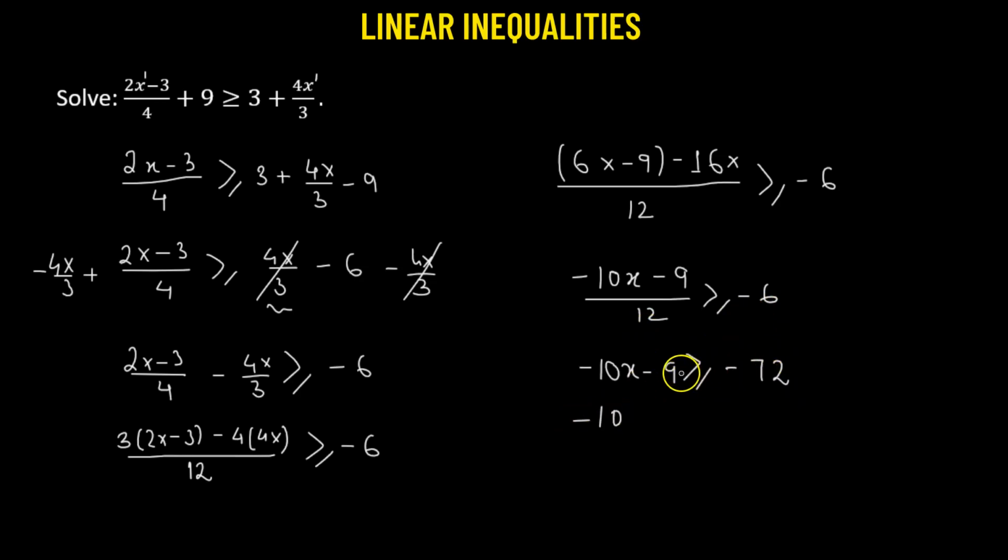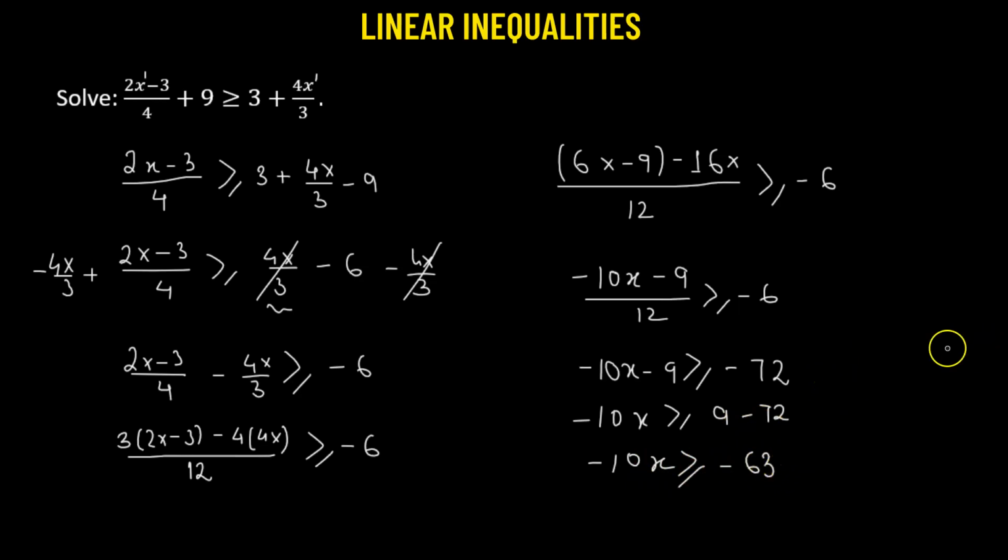Next step, we will transpose 9 from the left hand side to the right hand side. All we have to do is add 9 to both sides. We have negative 10x greater than or equal to, the 9 minus 72 will be negative 63.